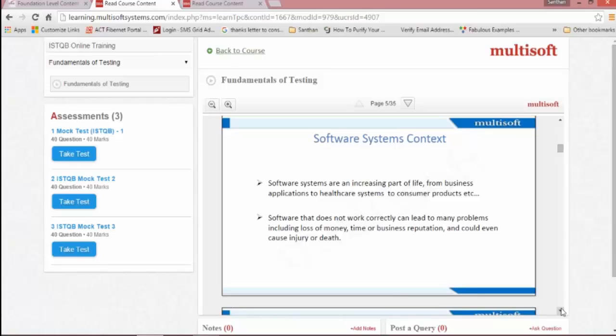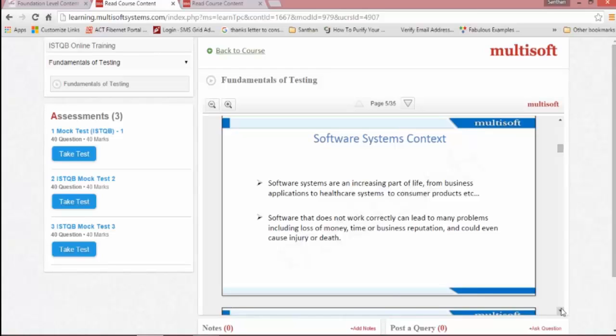Software that does not work correctly can lead to many problems, including loss of money, time, or business reputation, and could even cause injury or death. So now we can just imagine if any healthcare application is not working properly. Here healthcare application means the application which is being used by the doctors while they do the surgery. At that time, if the application is error prone, then obviously that creates an impact on the patient. That can even cause death for him.